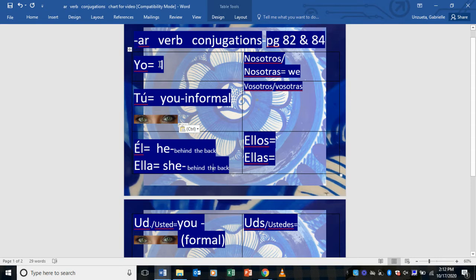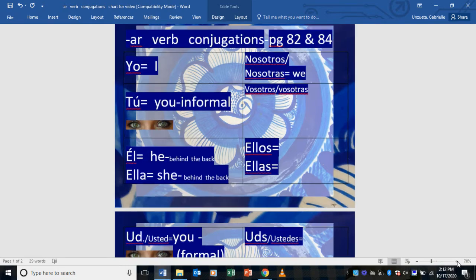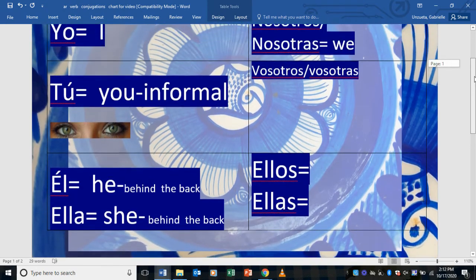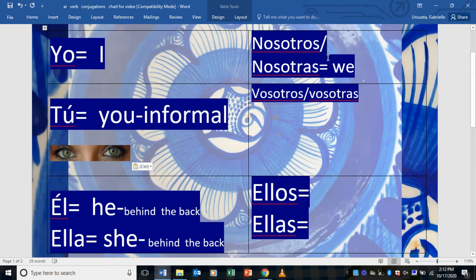Remember, first person, first box, second person, second box, third person, third box. Okay. Now we're going to go to the plural side of the chart. This column right here is the plural side. If we go to the plural side, we're going to see the word nosotros and nosotras. Notice it sits in the first line.